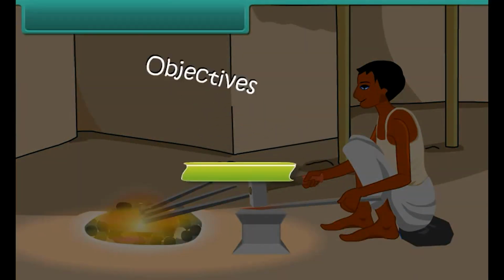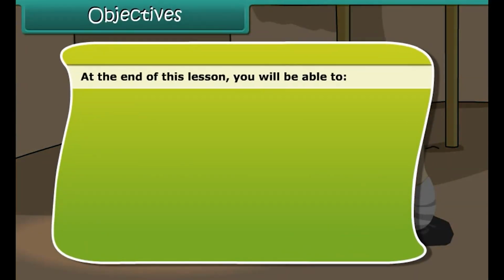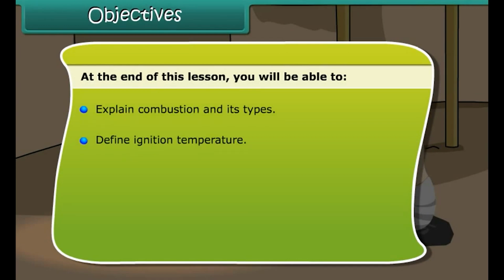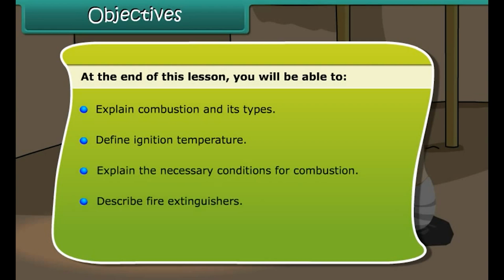Objectives. At the end of this lesson, you will be able to explain combustion and its types, define ignition temperature, explain the necessary conditions for combustion, describe fire extinguishers, list types of combustion.